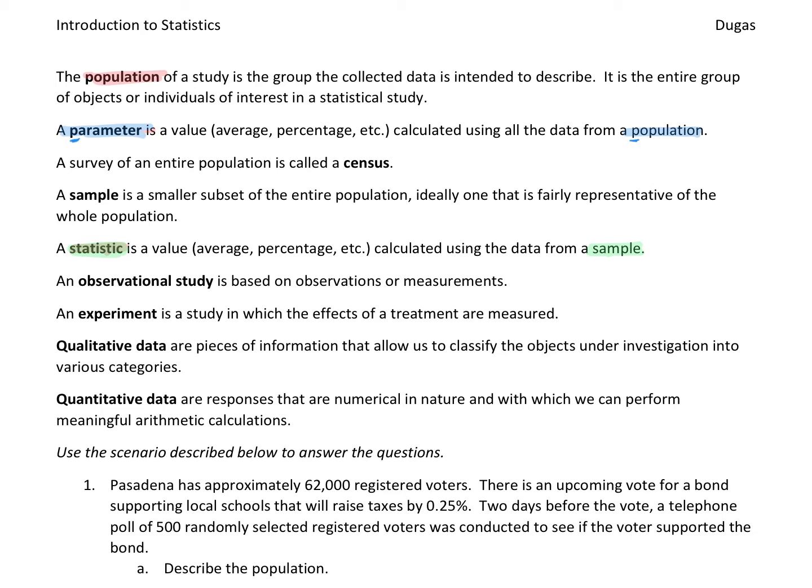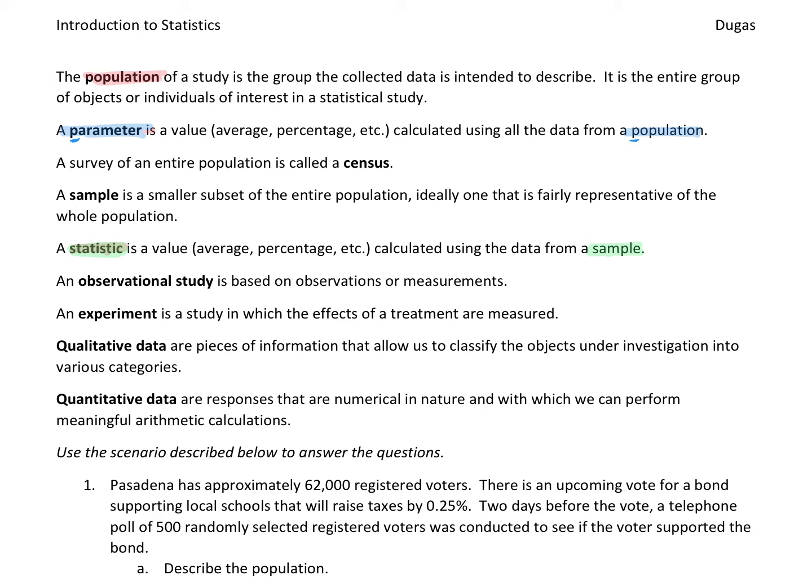If you can survey your entire population, it's called a census. So the United States has a census. I believe it's every 10 years. The problem with that is realistically, they don't get every single person. I think that's the goal, but they don't get every single person when they do a census.